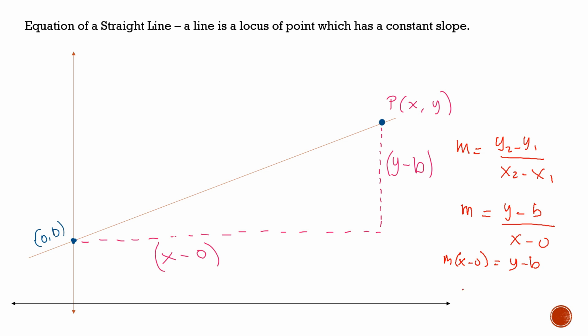Therefore, we have y is equal to mx. Transpose this to the other side of the equation, plus b. This is the very famous slope-intercept form. y is equal to mx plus b.